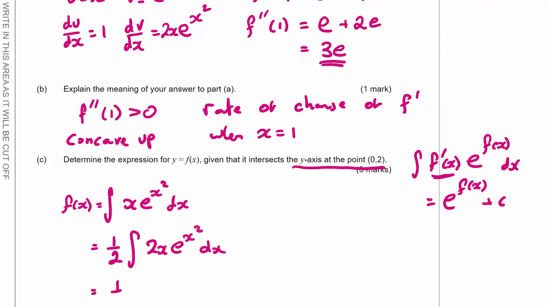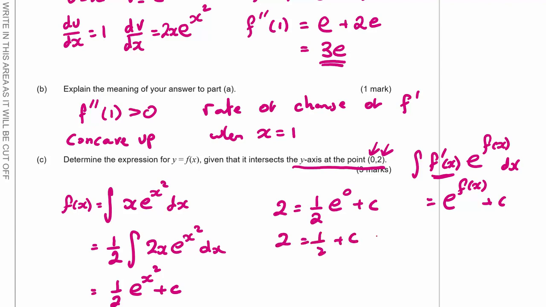So this is going to be a half e^(x²) plus a constant. Now we're given that when x is 0, f is equal to 2. So we've got 2 is equal to half of e^0 plus c. So 2 is equal to a half plus c, which means that c equals 3/2.